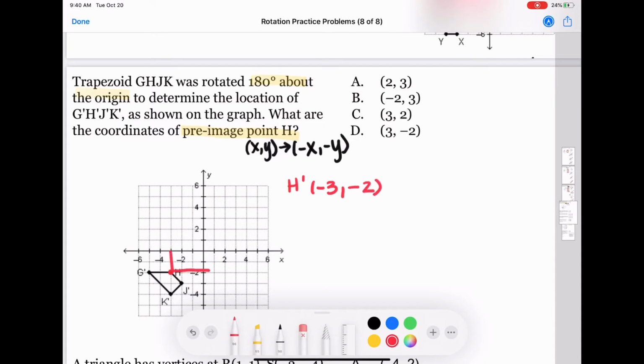Well, in order to reverse this negation, we would simply negate. So we can identify that H is located at 3 and 2, which makes C our correct answer. Let's look at the next problem.